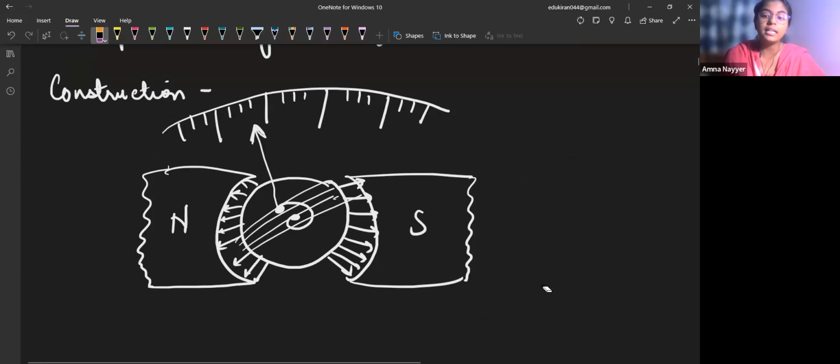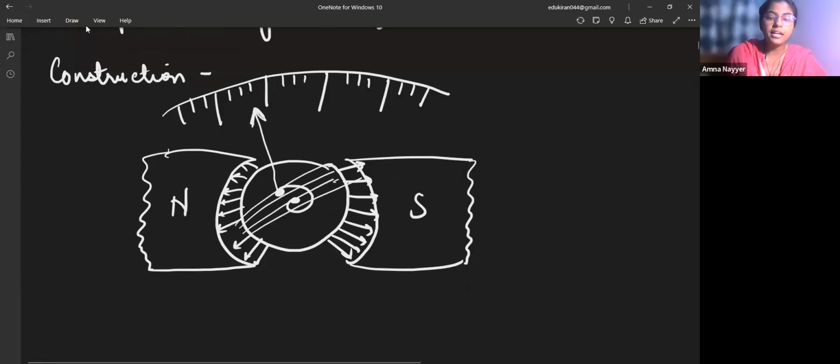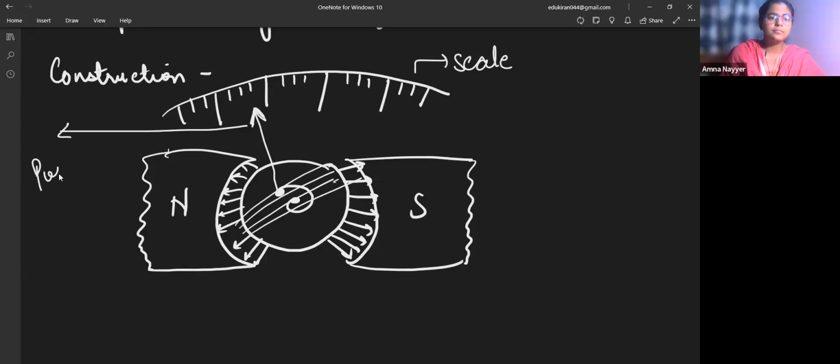When you look at the internal structure of it, you will find that this is the scale. This is a pointer. Now, two permanent magnets are taken and they are carved in the form of radius. So concave turnings are made inwards. Yes, I'm repeating. From here you will be able to understand.